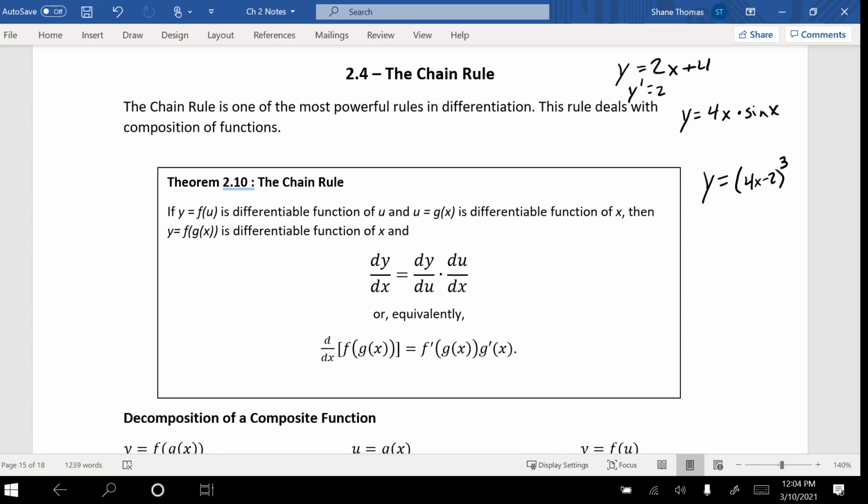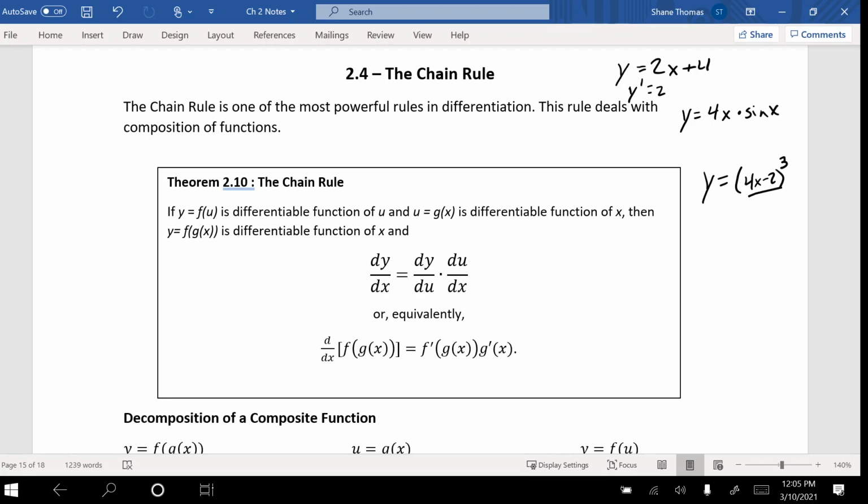That's where we have what's called the chain rule. So the chain rule says if y equals f of u is a differentiable function of u, and u equals g of x is a differentiable function of x, then you can multiply them together. Basically, what you want to do is turn this into essentially two functions. You kind of want to split it into parts. So you would want to take this thing inside here, kind of set it aside, and treat it as another function.